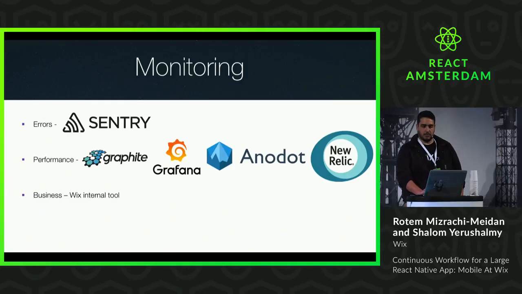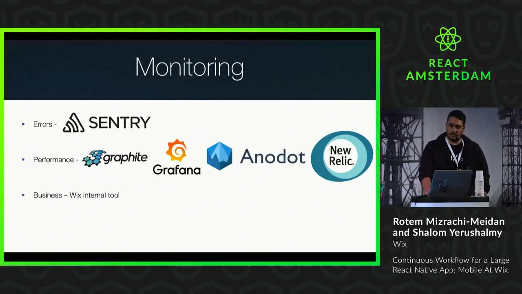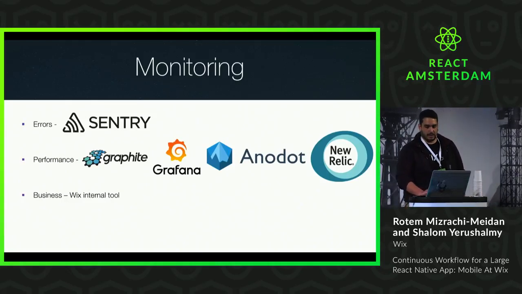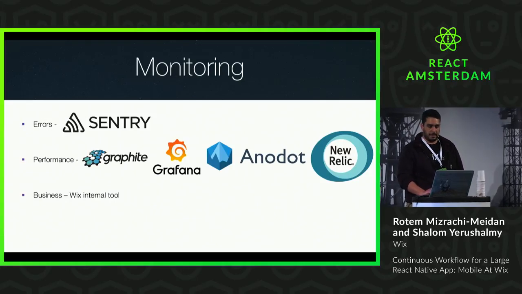For performance, we are using Graphite to store app metrics, for example, response time or how much time it took to render a screen. Grafana is for dashboards on top of Graphite. Anodot helps us to detect anomalies. This is server side. Also for server side, we use New Relic.